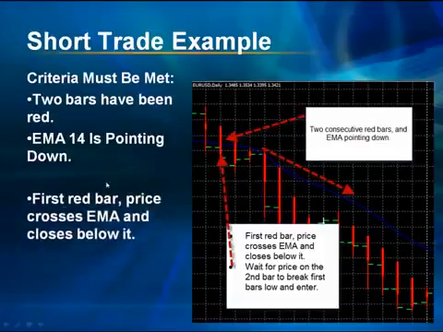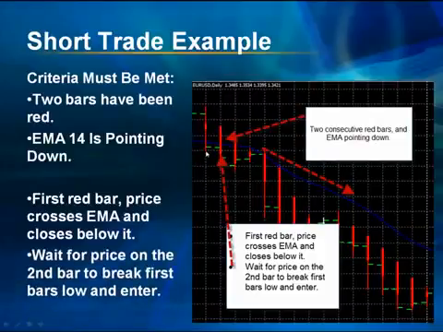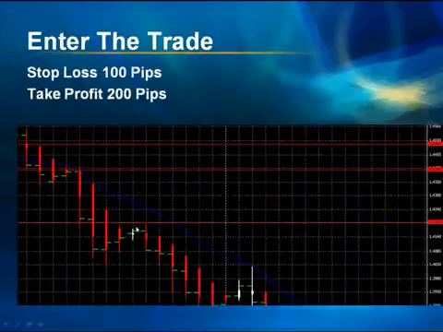We then look for our entry point. The first red bar has closed below the EMA 14, so the price point, looking at the green line on the right-hand side of the bar, is below the EMA 14. Our price has closed below it. And then we wait for the price to break below the low of the first bar, and at that point we enter the trade. Entering the trade and managing the trade in this case is quite simple.